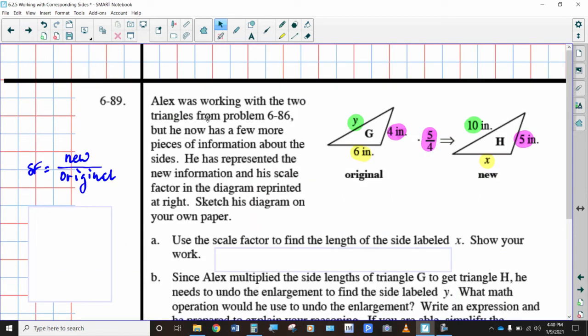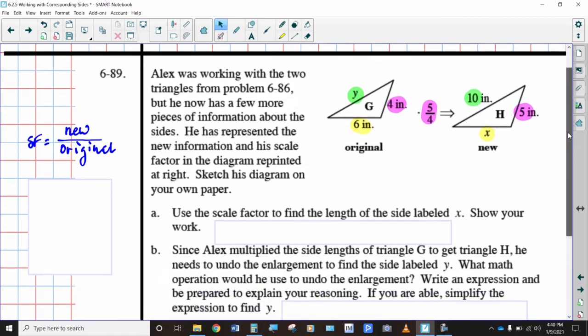All right, so Alex was working with two triangles for problem 86. He now has a few more pieces of information about the sides. He has represented the new information and his scale factor in the diagram reprinted at the right. Sketch his diagram on your paper. Okay, go ahead and pause and put that information in. You don't have to highlight it. I just chose to highlight those with the scale factor being derived from the two sets of known corresponding sides. And then I color-coded the other two sets of corresponding sides so that we can figure out our missing lengths, our x and our y. So go ahead and pause and fill those in.